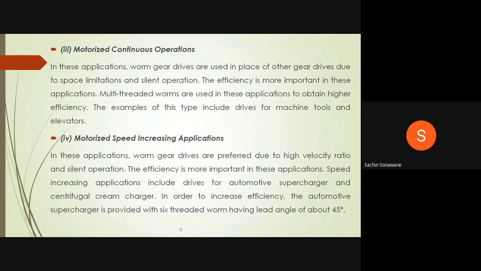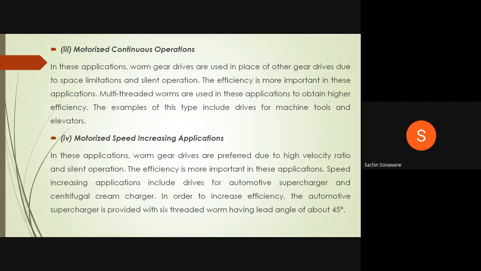Third, motorized continuous operations. In these applications, worm gear drives are used in place of other gear drives due to space limitations and silent operation. The efficiency is more important in these applications. Multi-threaded worms are used in these applications to obtain higher efficiency. The examples of this type include drives for machine tools and elevators.